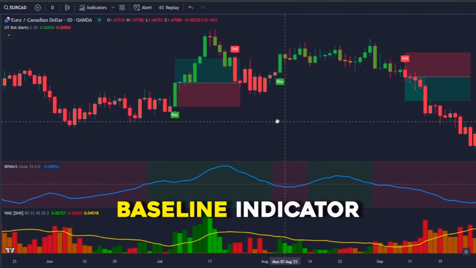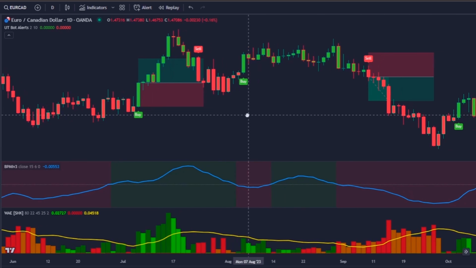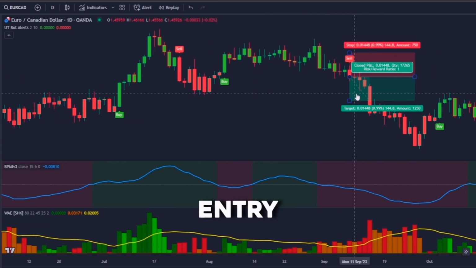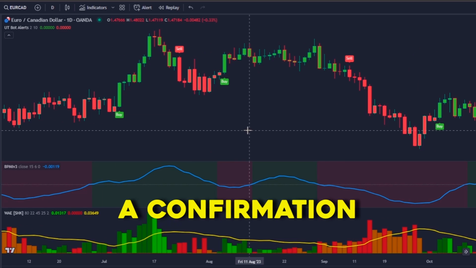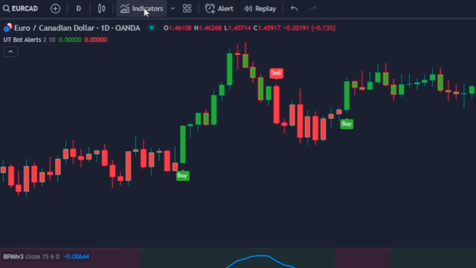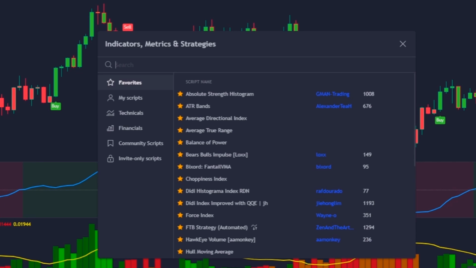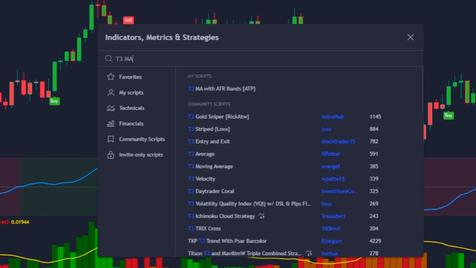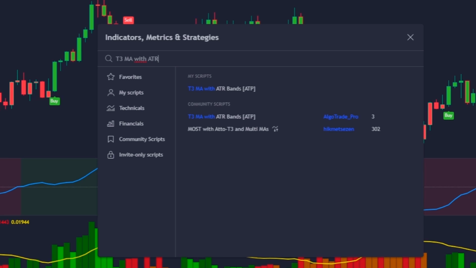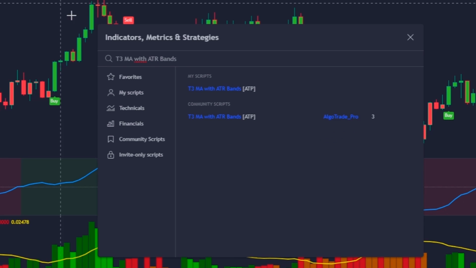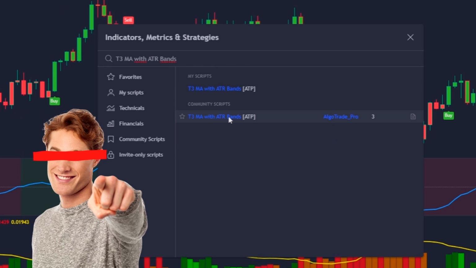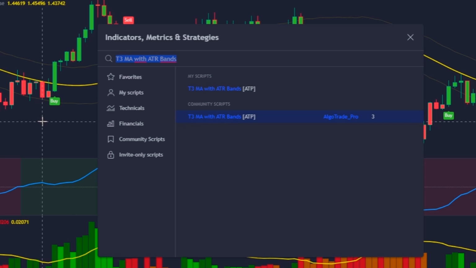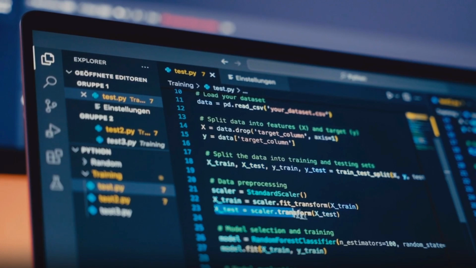Next, let's insert the baseline indicator, an indicator that has the functions of another entry trigger indicator and also a confirmation function. Let's insert the one I use for this Forex strategy, and then I will explain better its functions. So let's head again to the indicators tab and type T3MA with ATR bands. The exact one I use is this custom one I created and published. It is free to use, so you can use it too. And for those who would like to have access to the source code, you can also do it.